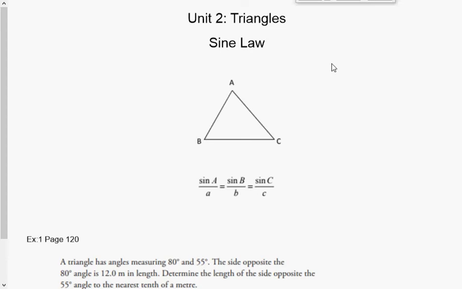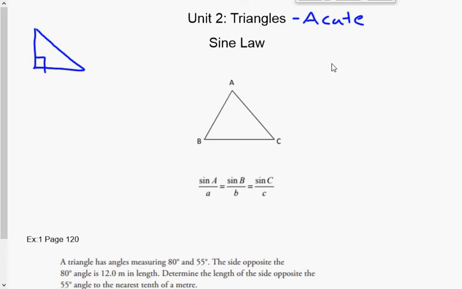All right. So what we're going to do today is start Unit 2, Chapter 3 in the textbook, triangles. Today we're going to be learning sine law. These triangles that we're learning about are acute triangles. So everything's smaller than 90? Yes. Nothing is 90 degrees anymore with triangles. Last year in grade 10, everything was 90 degrees. All triangles were right angle triangles.